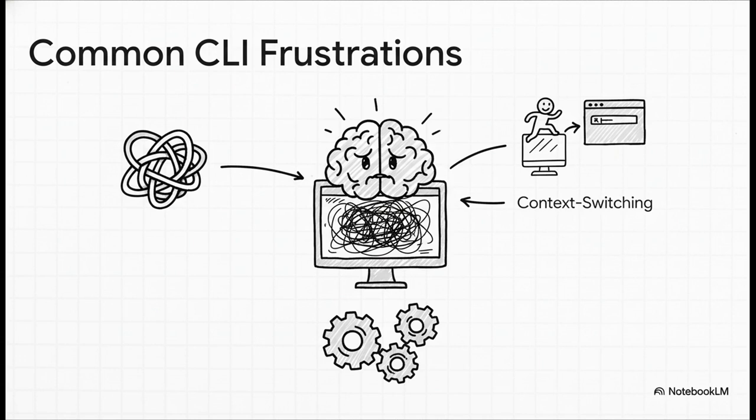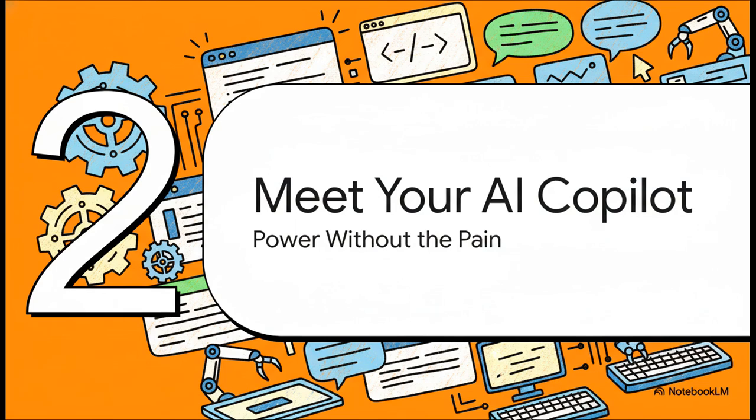It's that mental tax of trying to remember every single option for tools like Git or Docker. It's that constant context switching, flipping over to your browser, digging through Stack Overflow, trying to find that one answer, and then trying to stitch together 3 or 4 different commands just to get one simple thing done. It's exhausting. So what's the fix? How do we keep all the raw power of the command line, but ditch all the frustration?